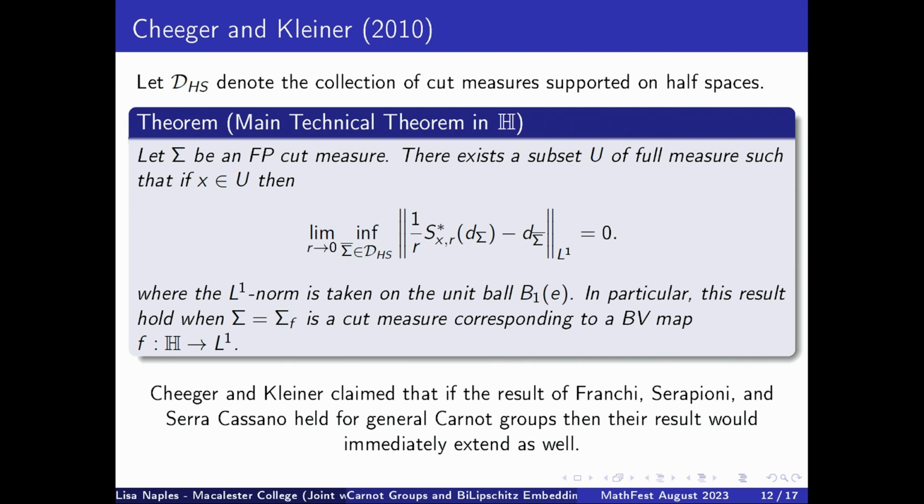Here, essential to their results and their proof technique was this correspondence, so we know that when we blow up finite perimeter cuts, we end up at a half space. That was essential to the results. Cheeger and Kleiner claimed that if the results of Franchi, Serapioni, and Serra Cassano held for general Carnot groups, then the result would immediately extend to general Carnot groups as well.